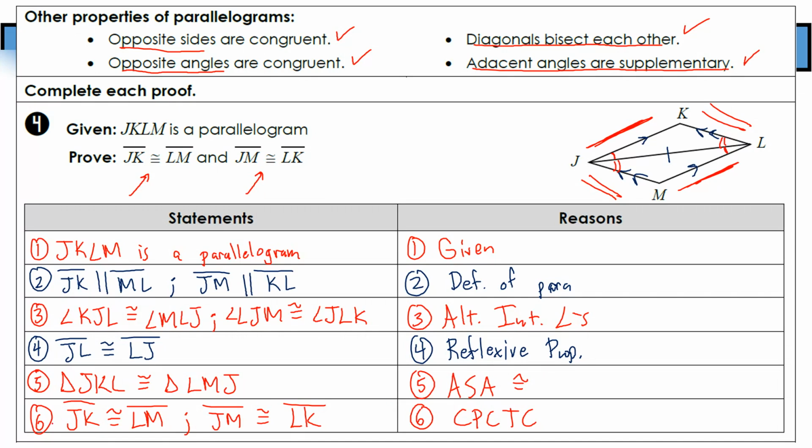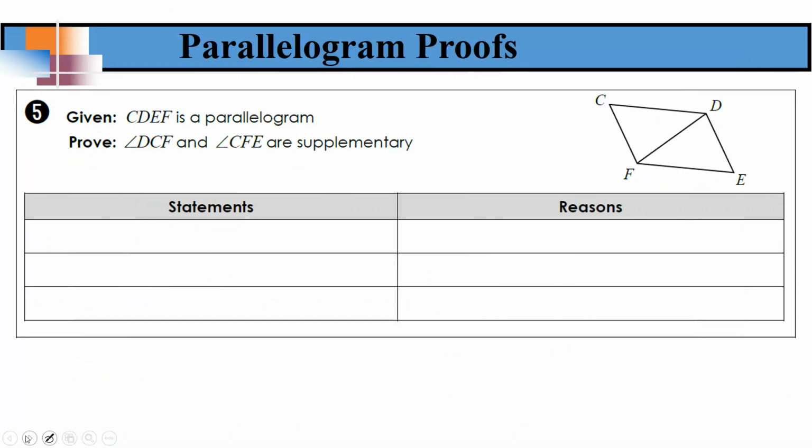All right, just a few more and we'll be finished. Let's take a look at number 5. In number 5, they tell us that this is a parallelogram, so we can begin by marking our diagram by showing that these two sides are parallel and these two sides are parallel because of the definition of parallelogram.